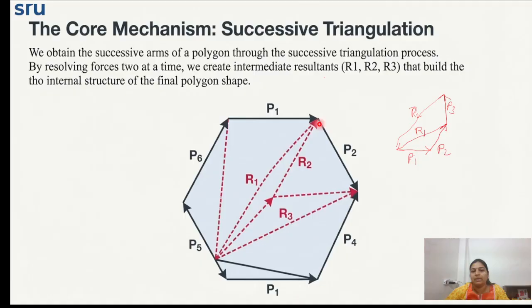So these are the simultaneous two forces, and we will complete their triangle. From that, the resultant will again be combined with a third force acting on the same body or system. So by resolving the forces two at a time, we create intermediate resultants like R1, R2, R3, etc. that build the internal structure of the final polygon shape.